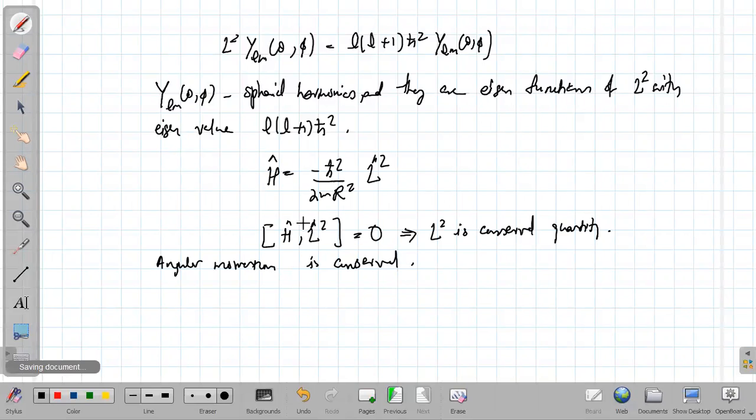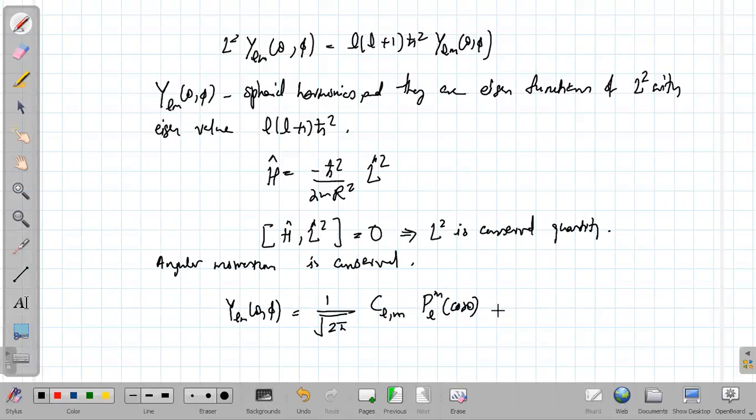Okay. Now, what is the explicit form of Y_lm(theta, phi)? It is a slightly big expression. Y_lm(theta, phi) can be written as 1 upon square root of 2 pi, some coefficient C_lm, then the associated Legendre function P_lm(cos theta), then e raised to i m phi.